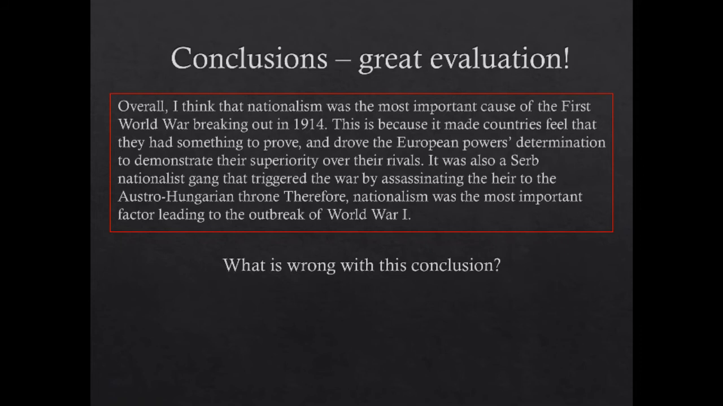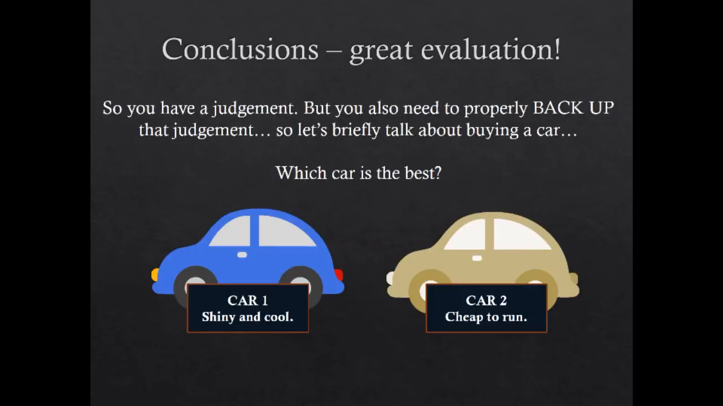What's wrong with that? Because it's all correct. It's just that paragraph again, it's just telling me the reasons. It's just repeating the evidence I've already seen. Just telling me what I already know is not a way to evaluate, it's not how you make a decision. And I'm going to give you a little example to show you this. So let's imagine, forget World War I for a minute, you are making a judgment about which car is best. Car 1: shiny and cool. Car 2: cheap to run.